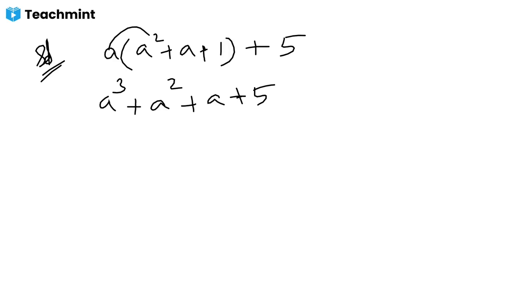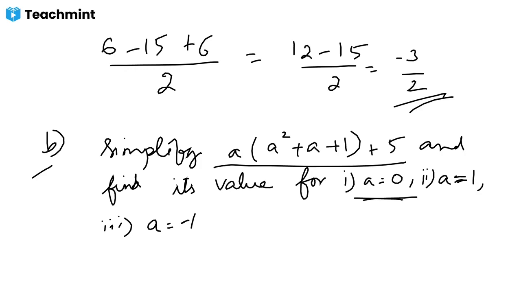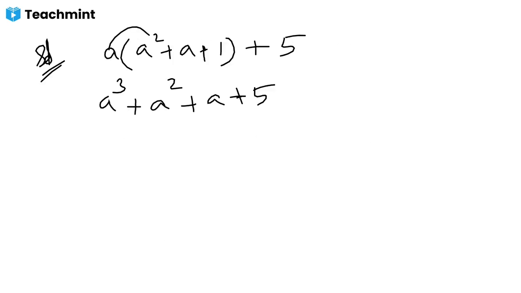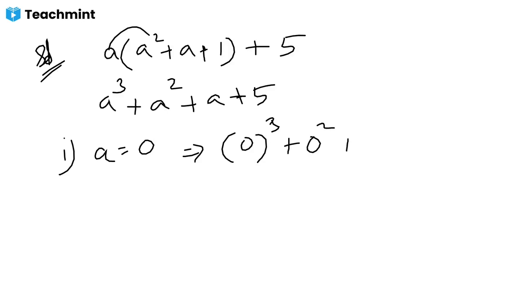Now what we have to substitute here? A is equal to 0, A equal to 1 and A equal to minus 1. So first given as A equal to 0. So let me substitute in this. Instead of A, it should be 0. So 0 cube plus 0 square plus 0 plus 5. So 0 power anything will be 0 only. So all this becomes 0. So just we'll have 5.